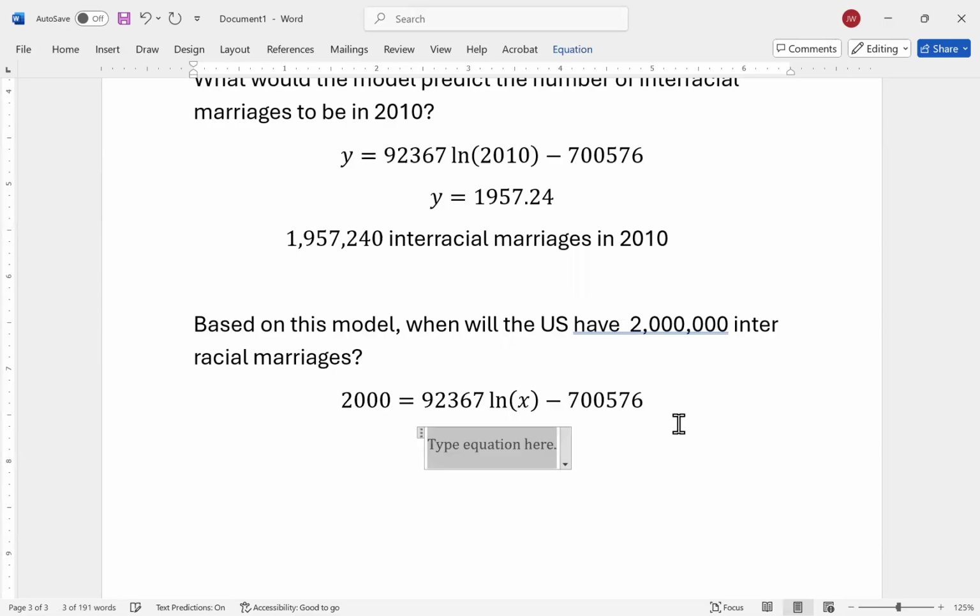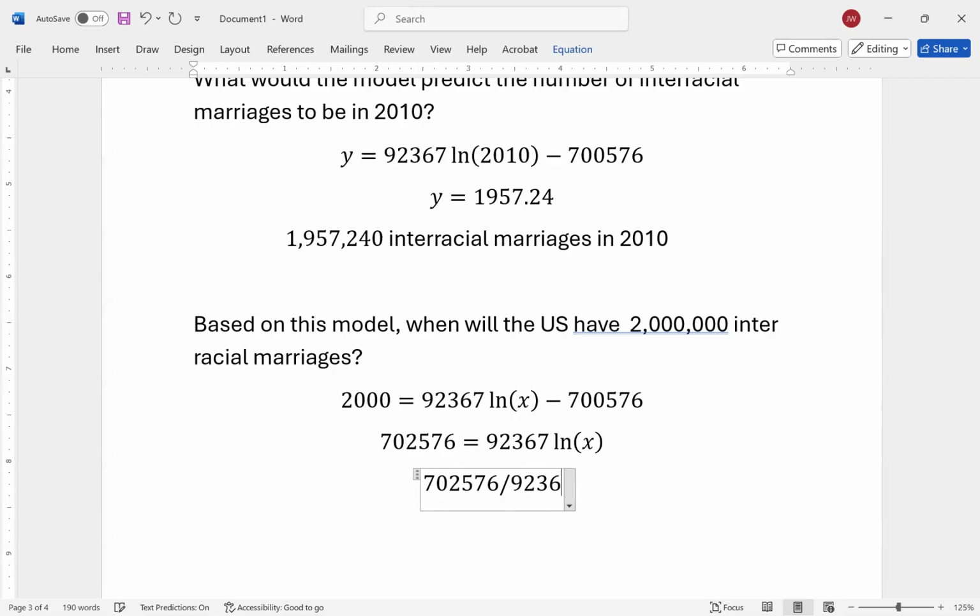We can figure that out by adding 700,576 to both sides. So we get 702,576 on the left equals 92,367 times the natural log of X. And then divide both sides by 92,367. So 702,576 divided by 92,367 is equal to the natural log of X.